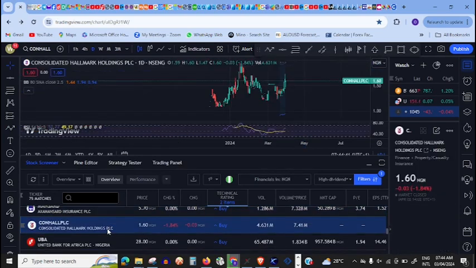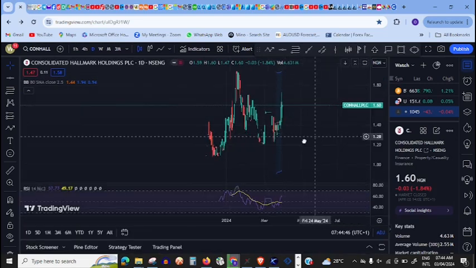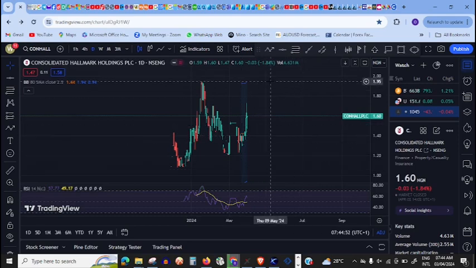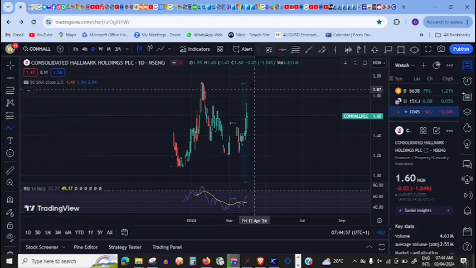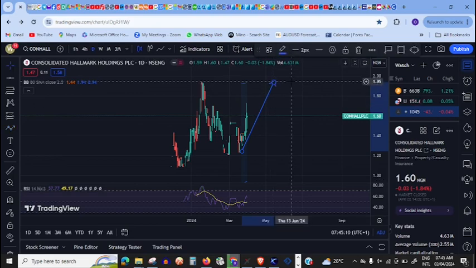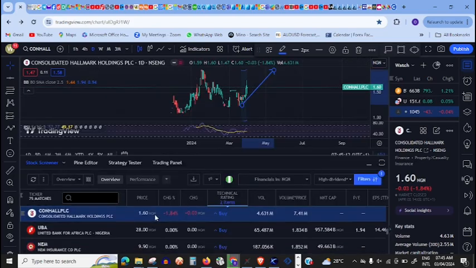Consolidated Hallmark. You see the band is just here, but price is too far from the support. We are just at the midpoint of the support. So if I can get an entry at 1 naira 44 kobo, and you take it to the end of the band, at least for now, which is 1 naira 45 kobo.